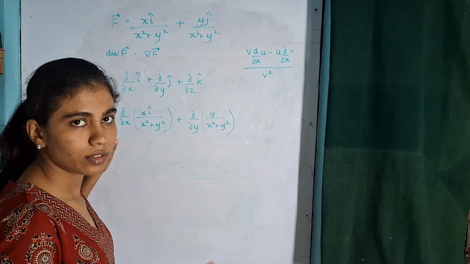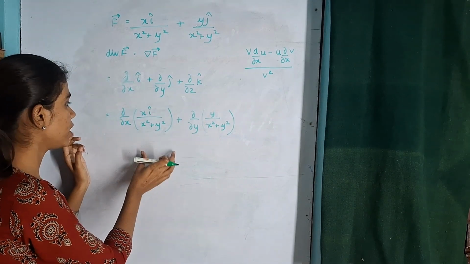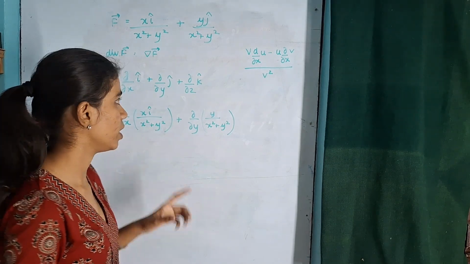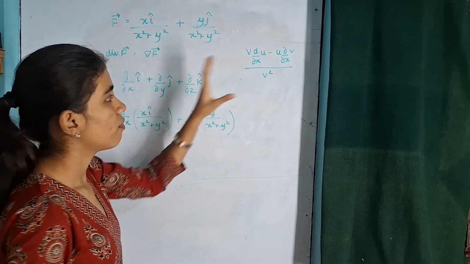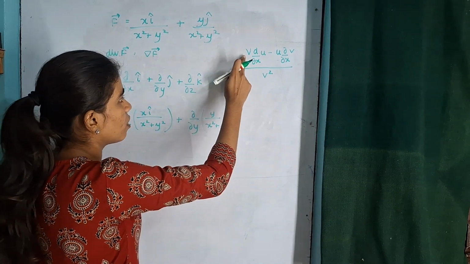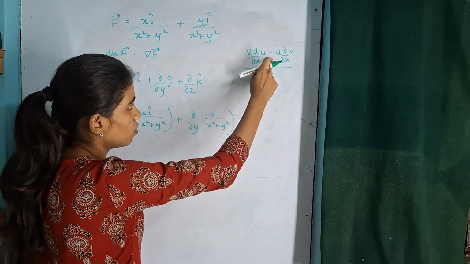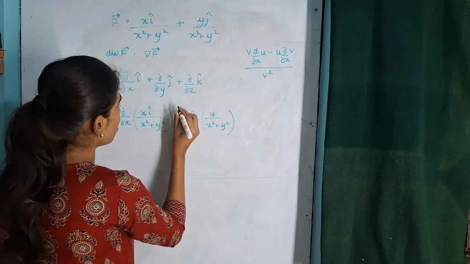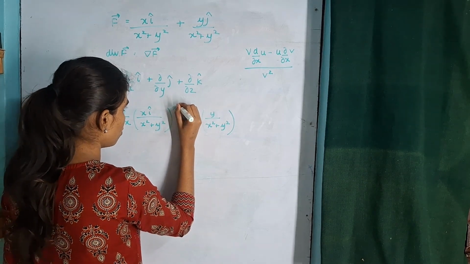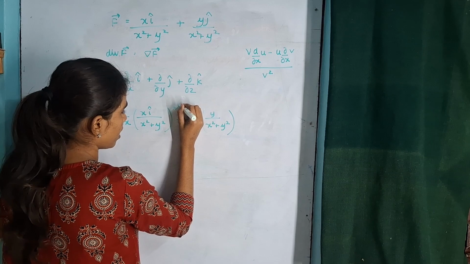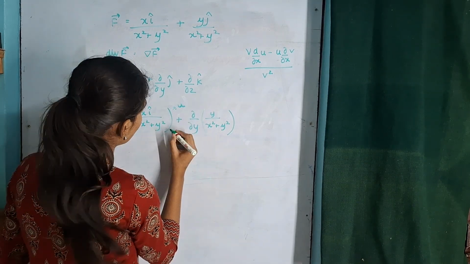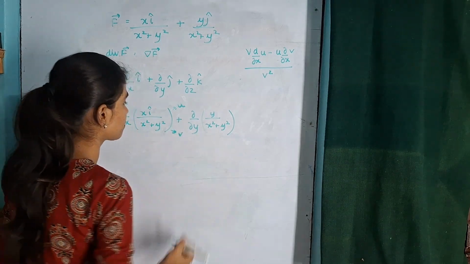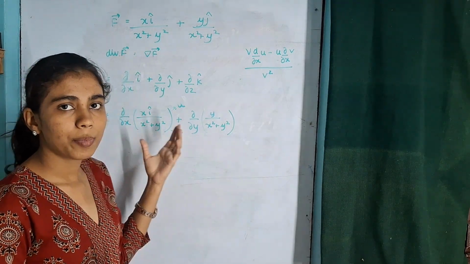Now you have to differentiate this. Normally we only differentiate one term, but here we have it in the form of a numerator and a denominator. When you are solving this, you have to use this formula: v dou by dou x of u minus u dou by dou x of v, divided by v square. Listen carefully: your upper term is u, your denominator is v, down part is v, upper part is u.